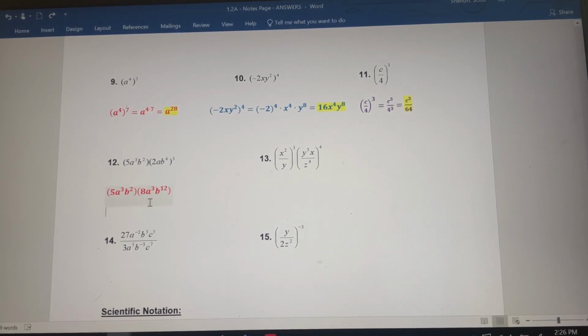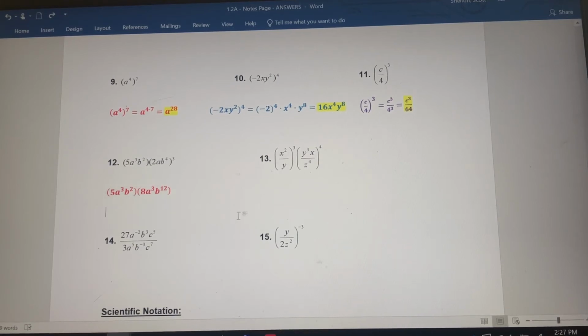Now, I can multiply these two quantities together. I've got 5 and 8, so I'm going to multiply those together. I've got a cubed and a cubed. They have the same base, so I can combine those, and then I've got b squared and b to the 12th. I'm going to be adding those exponents because we're multiplying a times a and b times b.